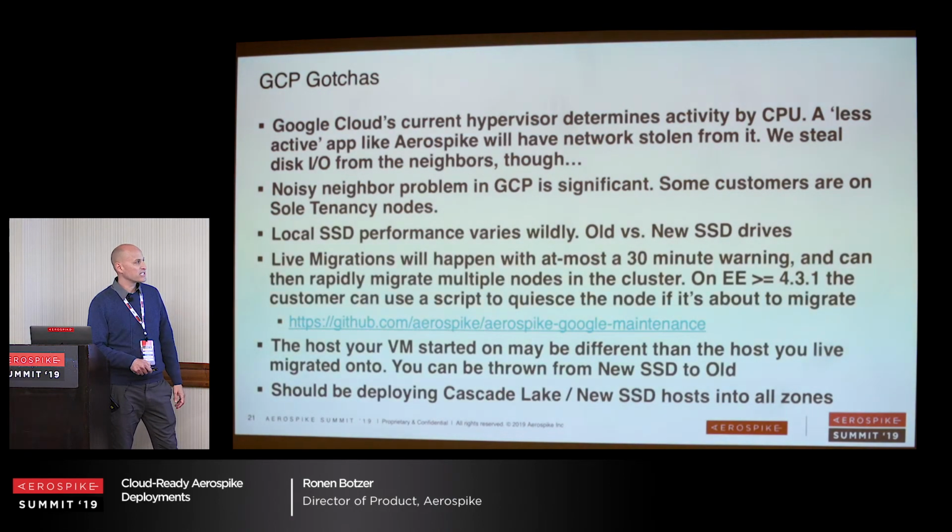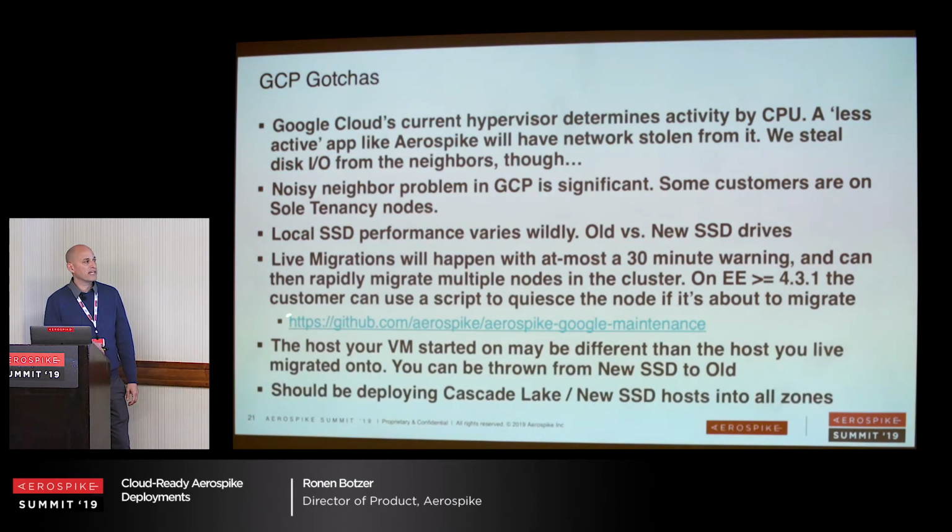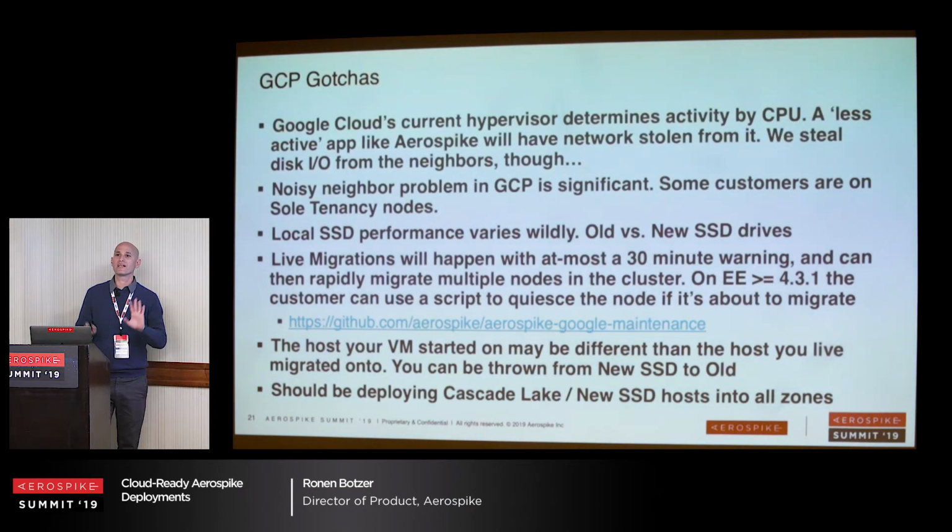Okay, we talked about the gotchas. Live migrations: you get a 30-minute window warning that you can actually poll for to see that live migrations are coming. And this script specifically checks to see whether this live migration happens. If live migration is coming, it just puts the nodes into quiesce mode. So then your other zones will take care of things, and you're kind of bracing yourself before the wave hits. So that's something that I would recommend doing if you're in Google Cloud. Again, talk to your SAs, and they'll tell you about it.